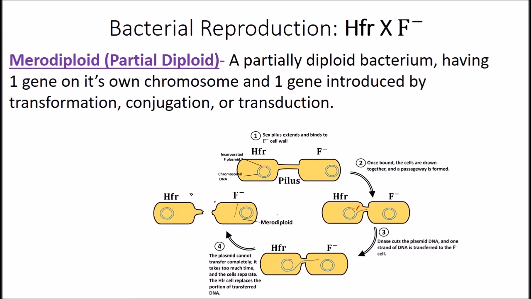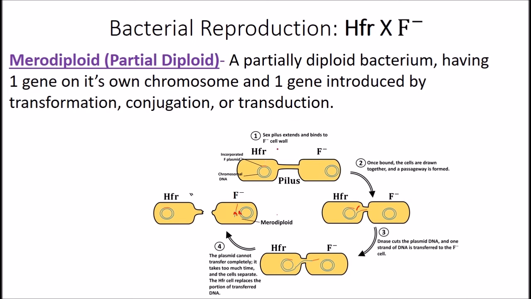What will happen is you get some physical vibration that may break up the cells over time, and then you'll get a part of the plasmid transferred and a part of the chromosomal DNA transferred, but not the full thing. But there's the ramification there, because the reality of it is you've just transferred some genomic DNA, right? And that genomic DNA may contain, let's say, gene A. And that gene A may have sequence homology with gene A from the other cell, right? And now what you have is the merodiploid, a partially diploid bacterium having one gene on its own chromosome and one gene introduced by transformation, conjugation, or transduction.